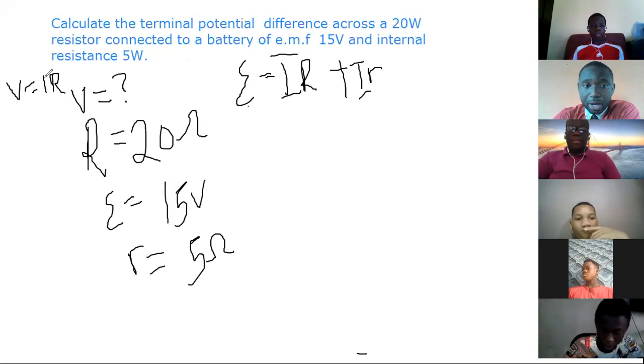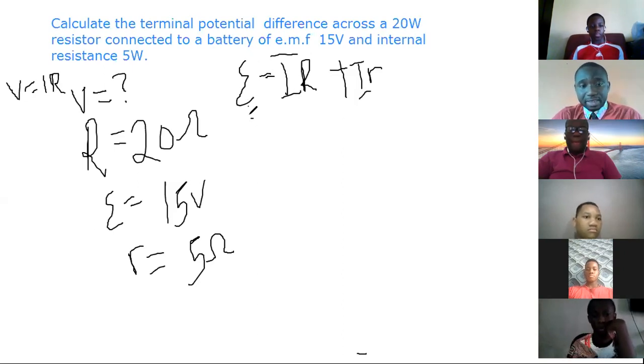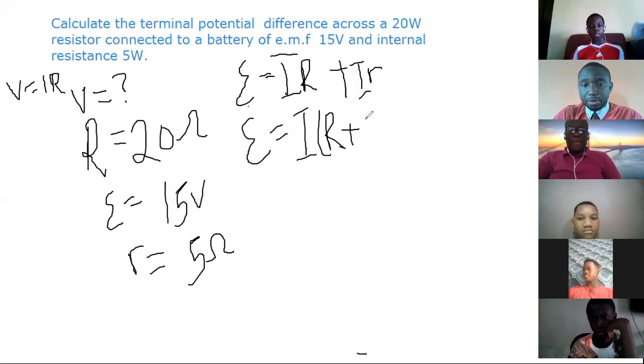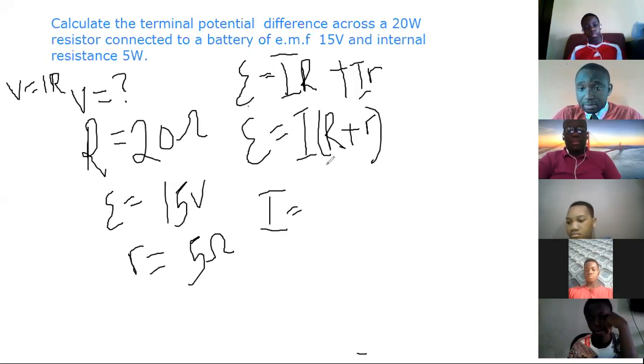No, sir. We don't know I. But we know R, our big R. Our big R is 20. But for us to calculate terminal potential difference, we need to calculate the I. So from here, E is equal to I, which is common to both sides, times big R plus small r. Do you understand that? Yes, sir. Now, make I the subject of the formula. Who can tell me what will be I?